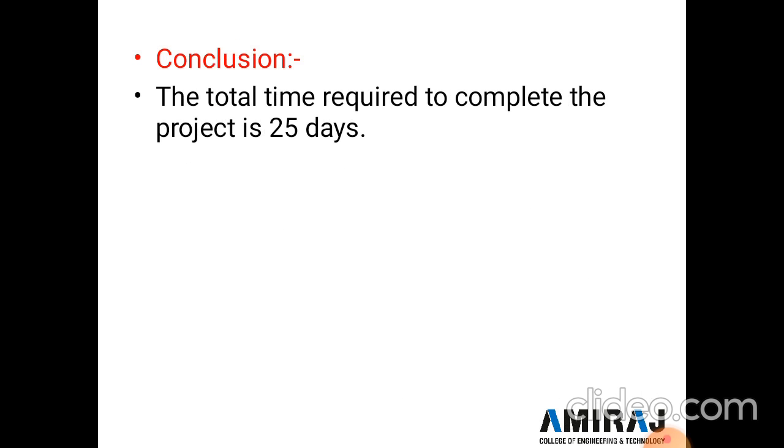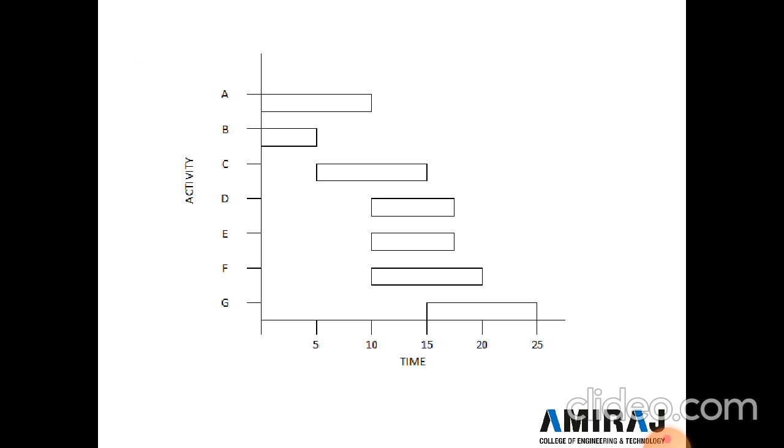And the conclusion is that the total time required to complete the project is 25 days. Clear? So how do we get the 25 days? After completion of activity G, here the work is completed. So at the end of activity G, at 25 days, the work is completed. So the total time duration for completion of all the activities is 25 days, because it is the end of the project work.